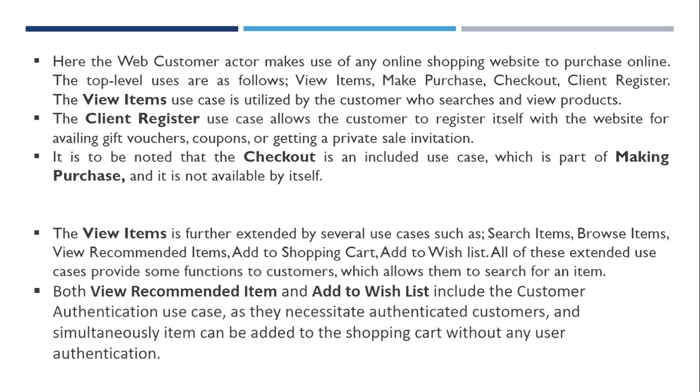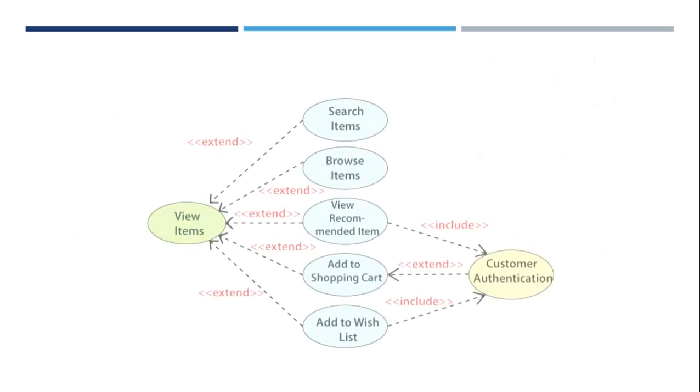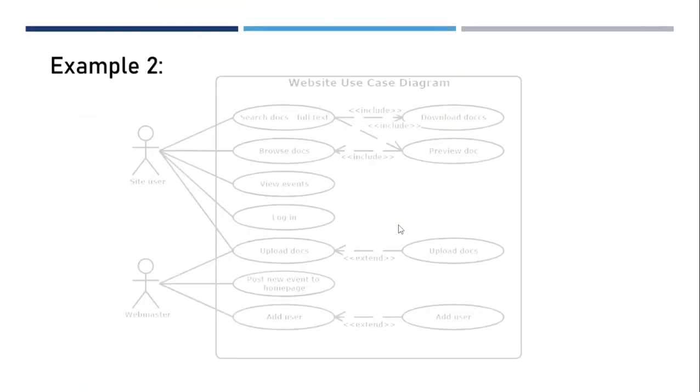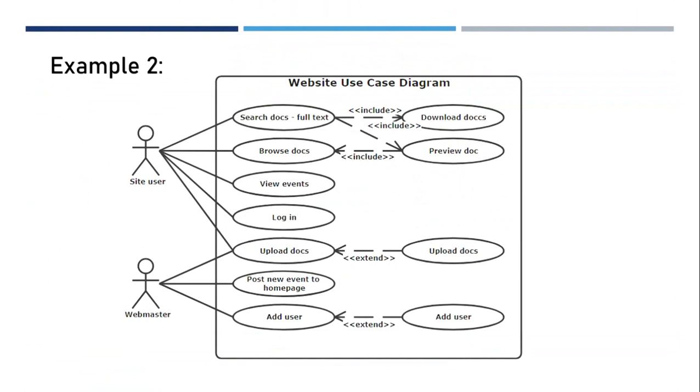So what we understand by this is that the view recommended item and add to wish list use cases include the customer authentication. As you can see here, view recommended item and add to wish list require customer authentication, that is included. So it is included inside both of these use cases, and it does not have its own existence until we have these two use cases. So it is an important step for those two use cases. I hope you understand the previous example.